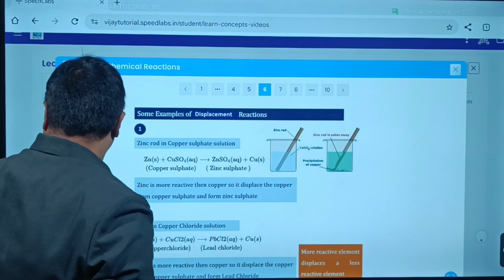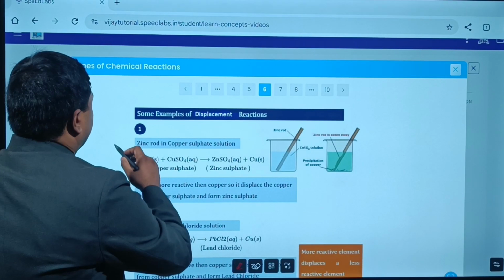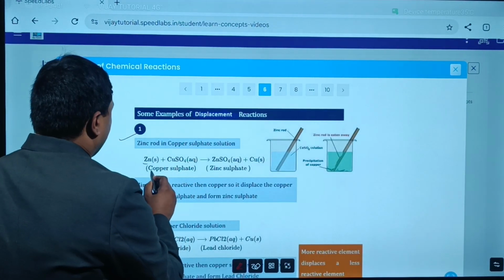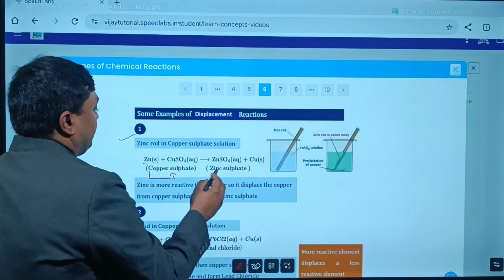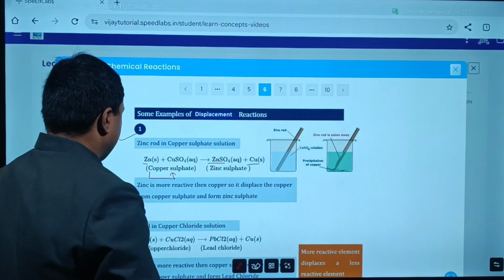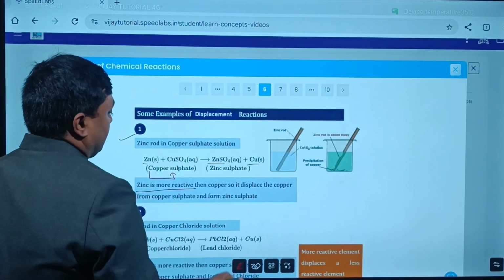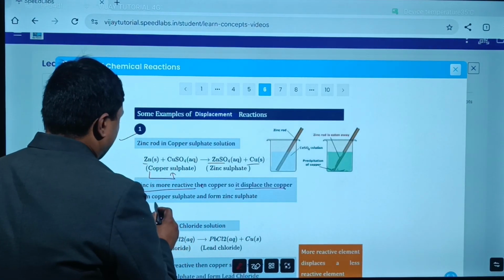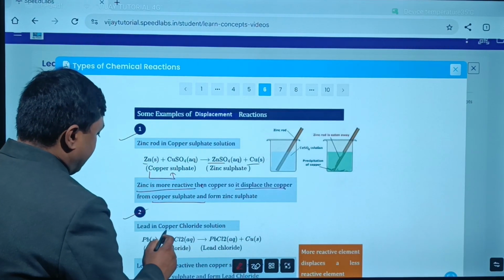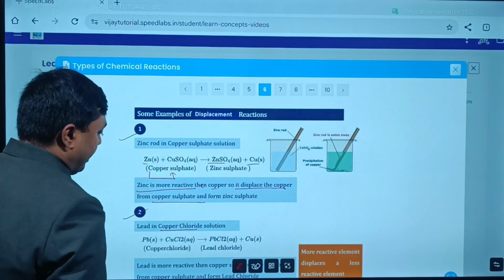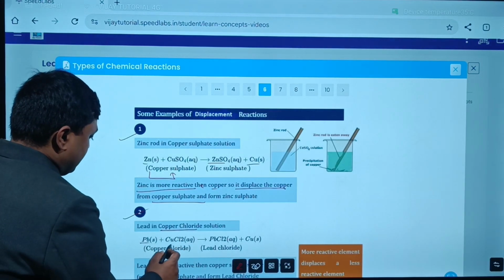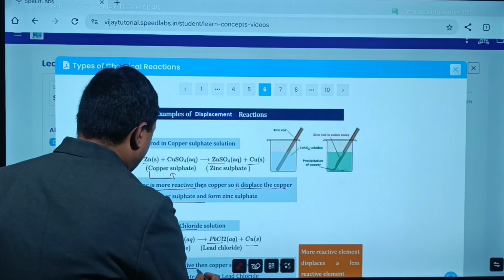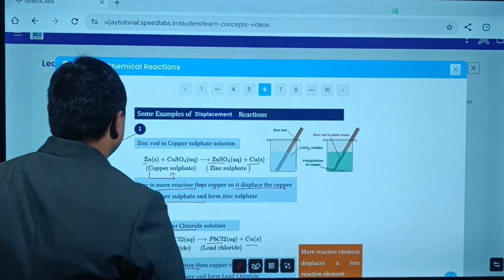Here is one more example: a zinc rod in copper sulfate. As zinc is more reactive than copper, it will displace the copper, yes or no? So zinc plus copper sulfate gives you zinc sulfate plus copper. So zinc is more reactive than copper, so it displaces the copper from copper sulfate. Next, lead in copper chloride solution. Lead plus copper chloride gives rise to PbCl2 plus copper. Why? Because lead is more reactive than copper, yes or no?